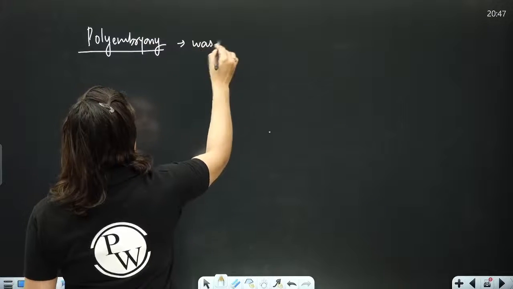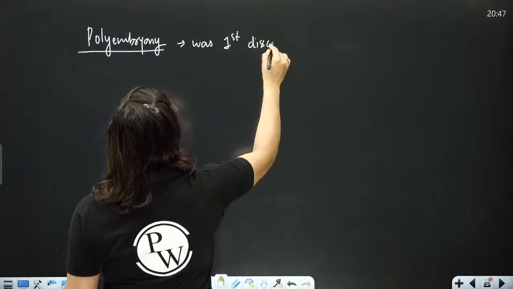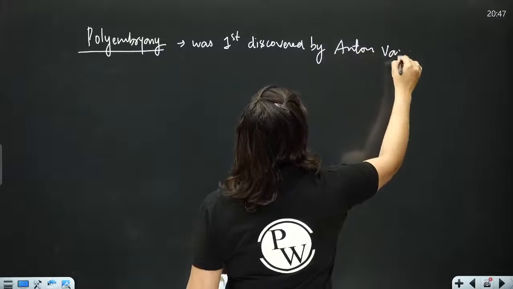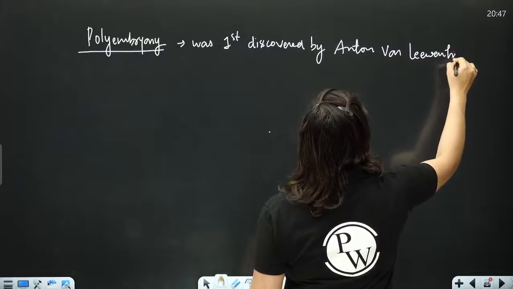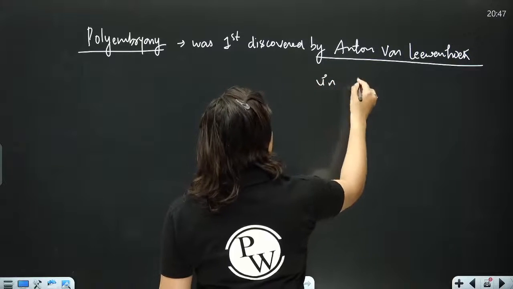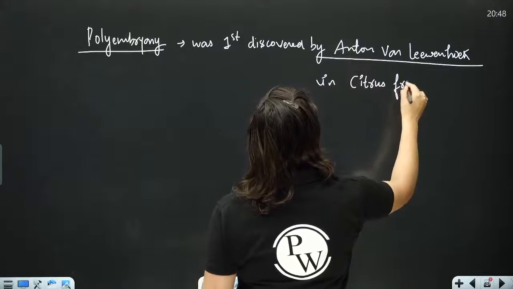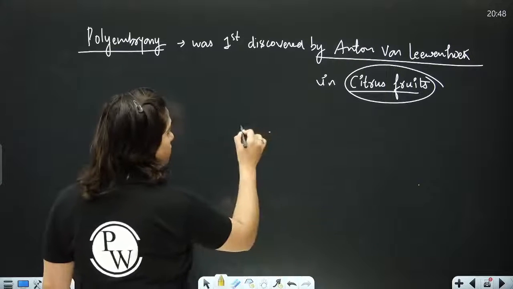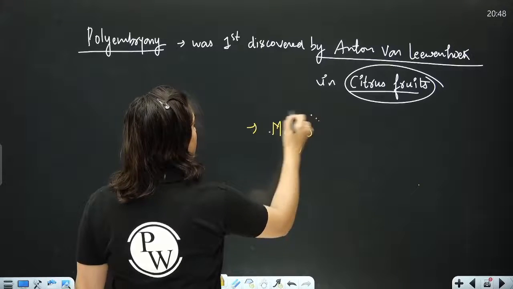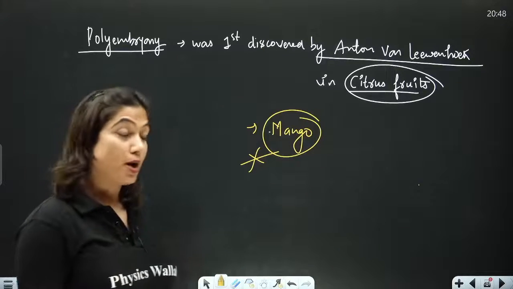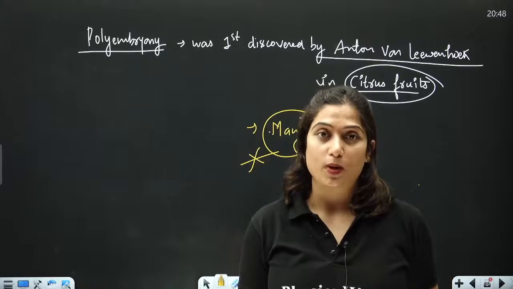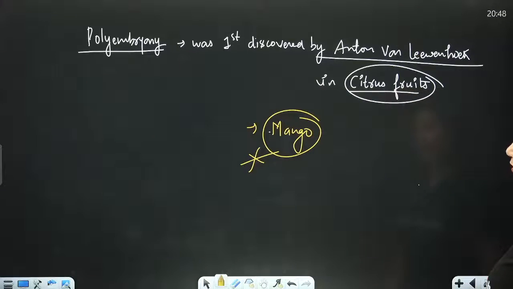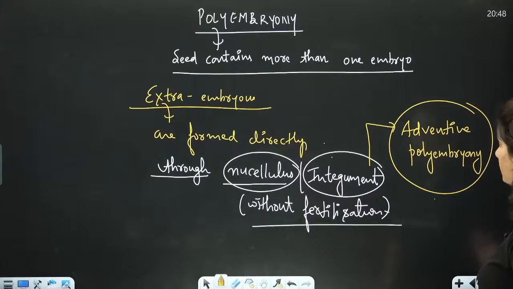Polyembryony was first discovered by Anton von Leeuwenhoek in citrus fruits. Citrus fruits are lemon or orange. So polyembryony was first discovered in citrus fruits and it is also found in mango. So this question often comes that in citrus fruits and in mango, the extra embryos come from which part? So you will say nucellus or integument because they show adventive polyembryony. Clear? So this is polyembryony.